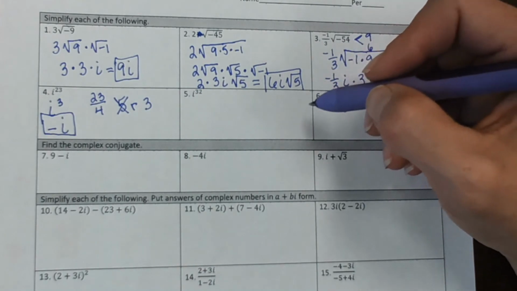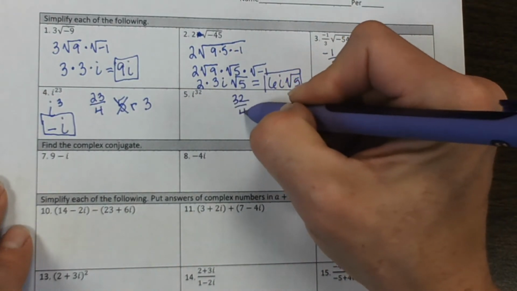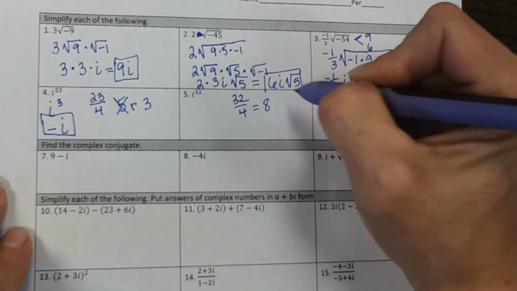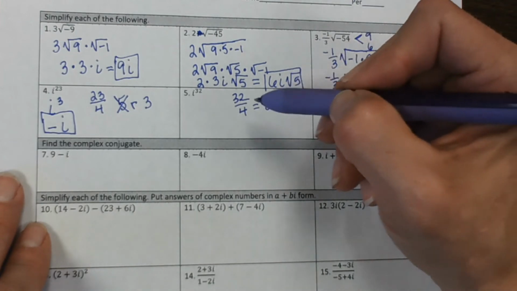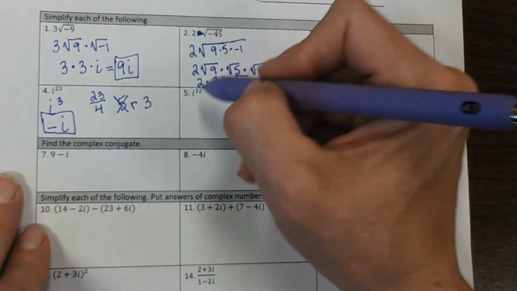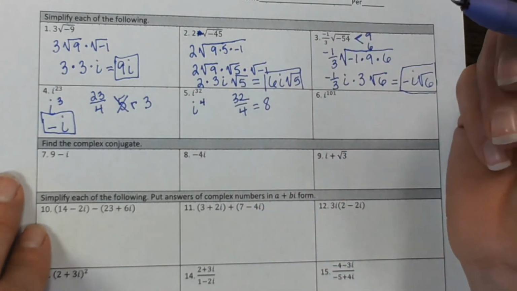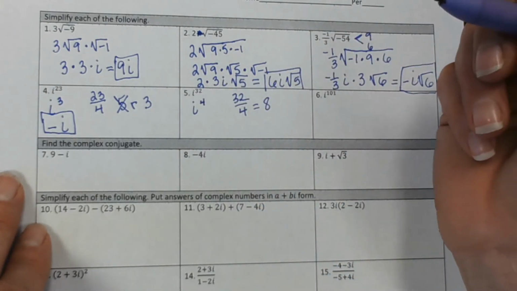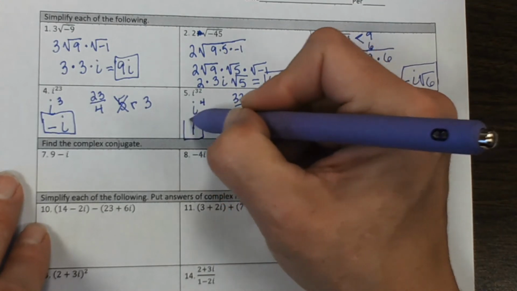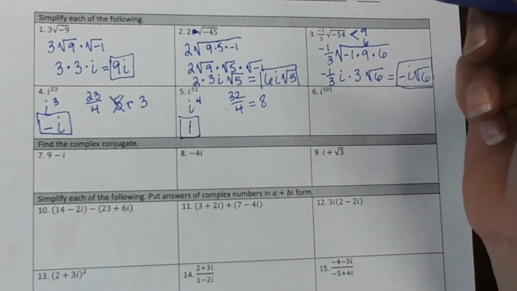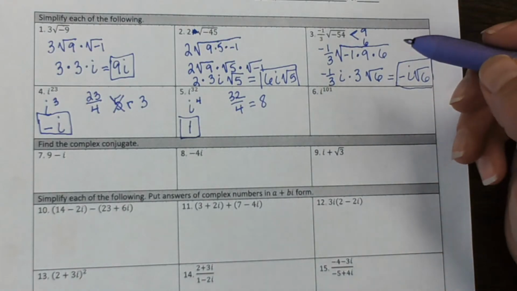So i to the 32nd. So again, we take that 32 divided by 4. This one actually comes out evenly. We get 8 and no remainder. So when it divides evenly, then that means it is the same as the power of i to the 4th. When there's no remainder, it's i to the 4th, and that is just +1. Because remember, i squared is -1, so i to the 4th would be -1 squared, which would be 1.